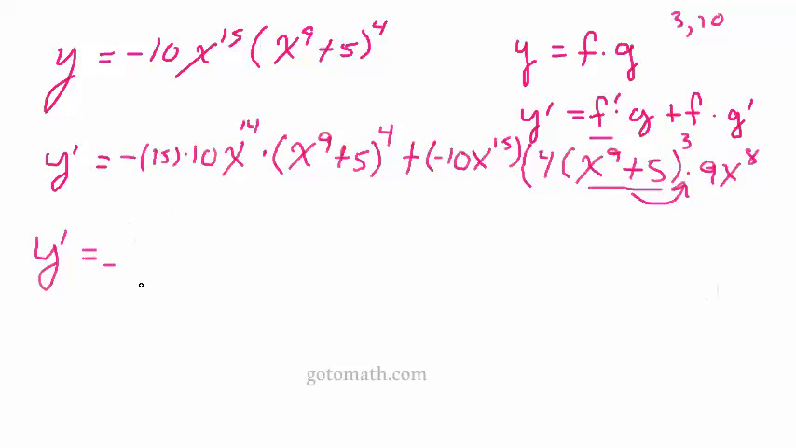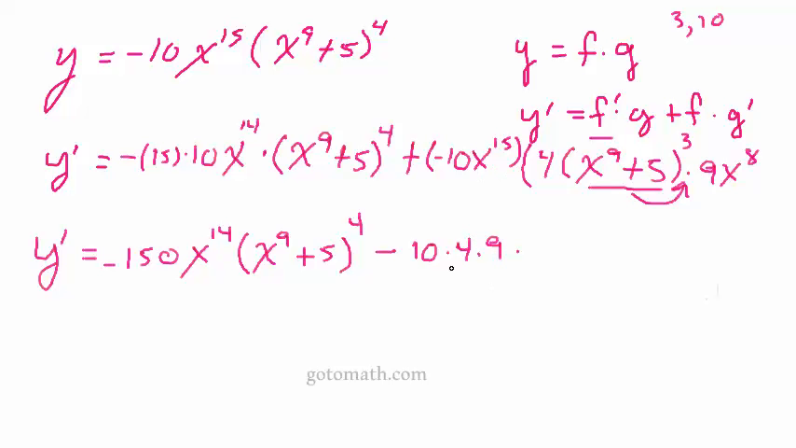Okay, we got -150. I'm just going to go ahead and write this out. x to the 14th, we have x to the 9th plus 5 raised to the 4th power, and this is going to make that a negative, and I'm just going to do it like this. 10 times 4 times 9. We're going to leave it like that for right now. And then we have x to the 15th, we have x to the 8th.